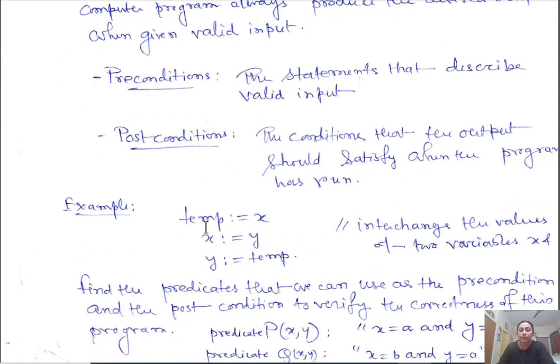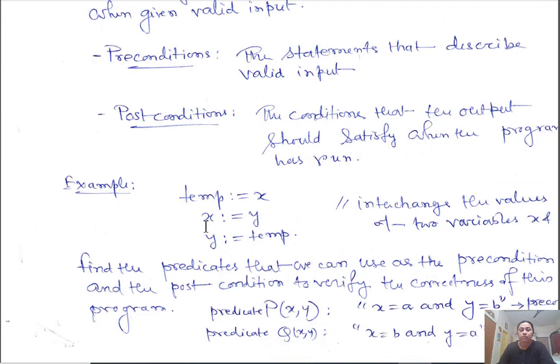For example, it's a very simple example I have taken. This I took from Rosen, so you can find this in Rosen itself. Temp equals x, x equals y, y equals temp. So I'm interchanging x and y. We will define predicate P(x,y): x equal to a, y equal to b. This is your precondition. And predicate Q(x,y), that is x equal to b, y equal to a, is the postcondition.